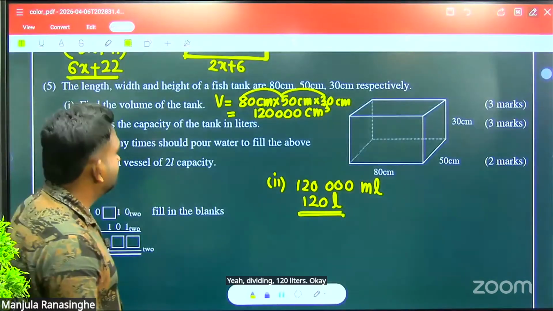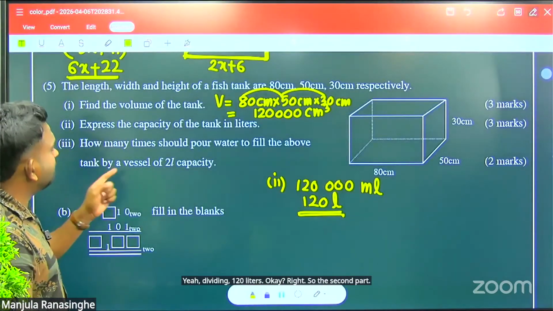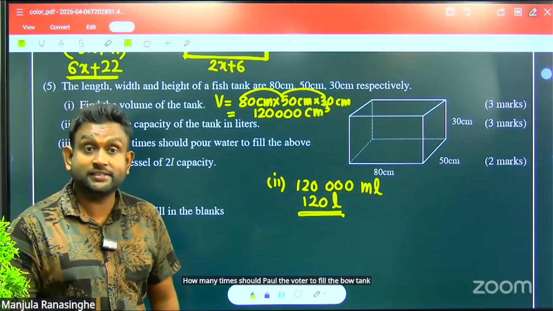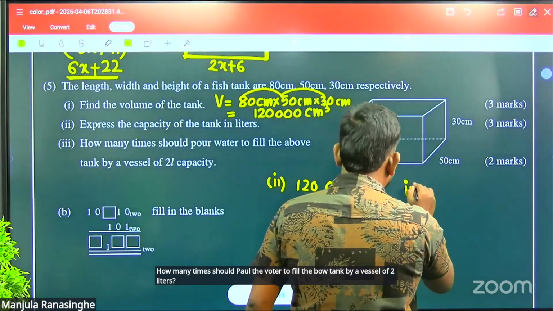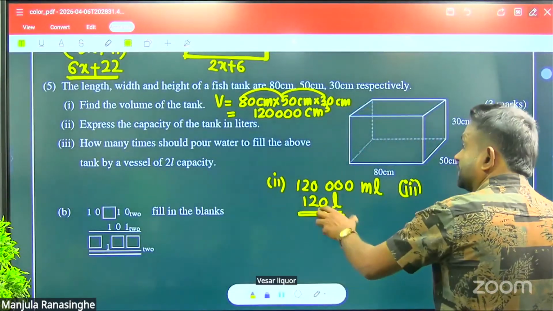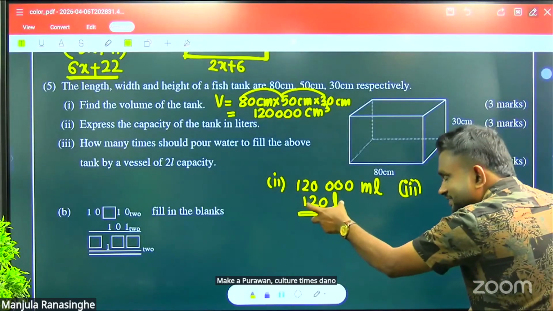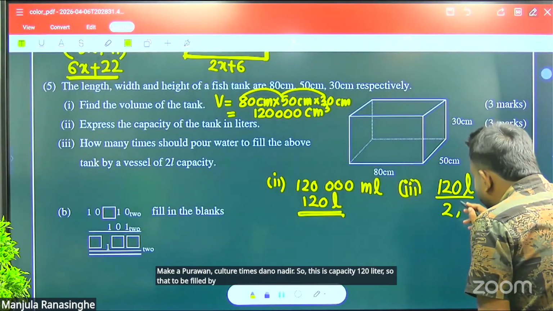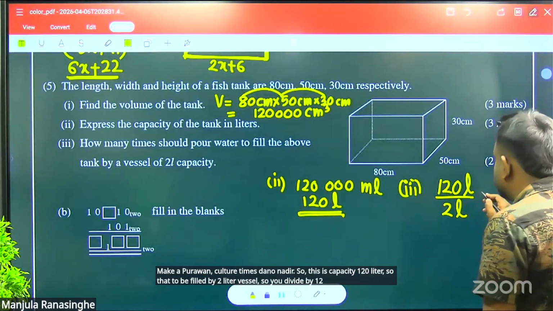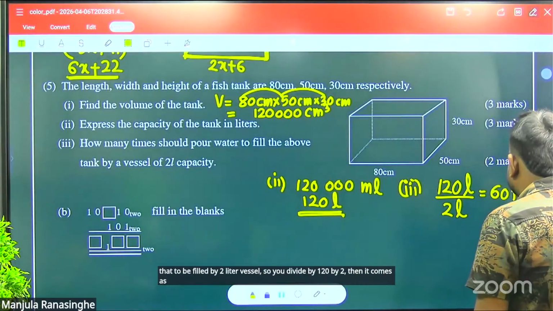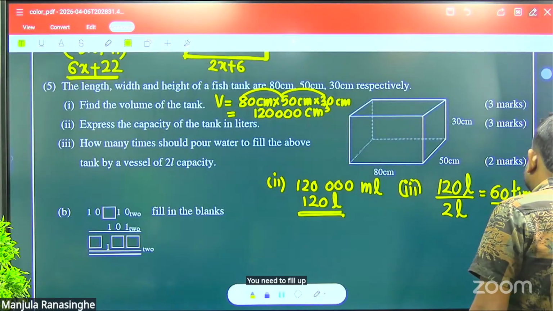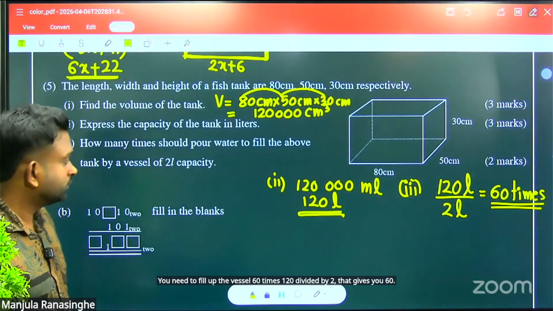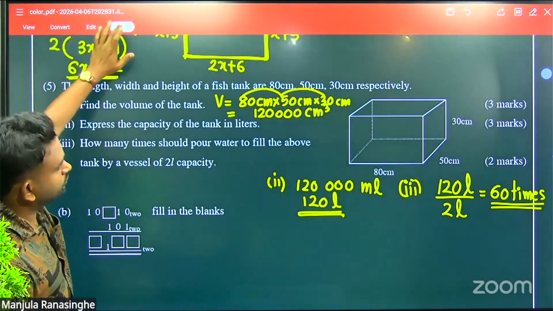Okay, right. So the second part: how many times should you pour water to fill the above tank with a vessel of 2 liters? What does it say? How many times do you need to pour with a 2 liter vessel to fill this? So the capacity is 120 liters, to be filled by a 2 liter vessel, so you divide 120 by 2, then it comes as 60 times you need to fill up the vessel. You have 2 marks there.